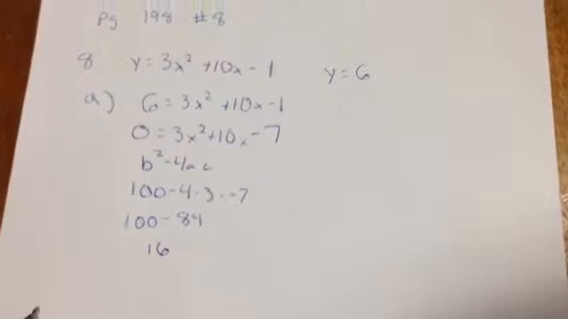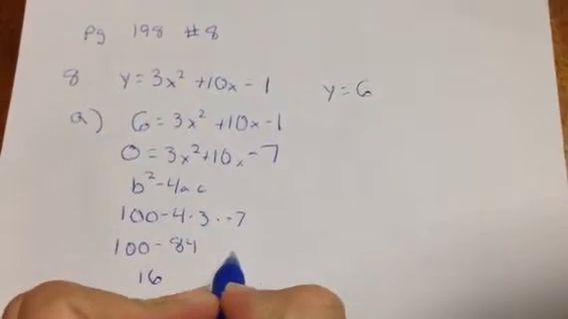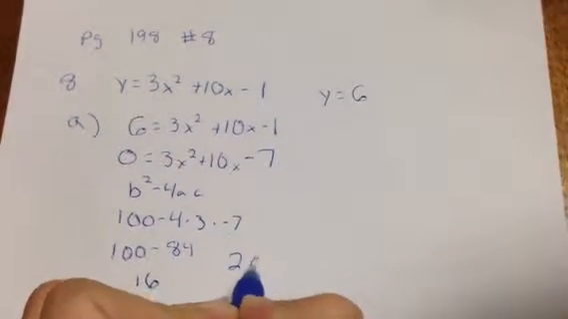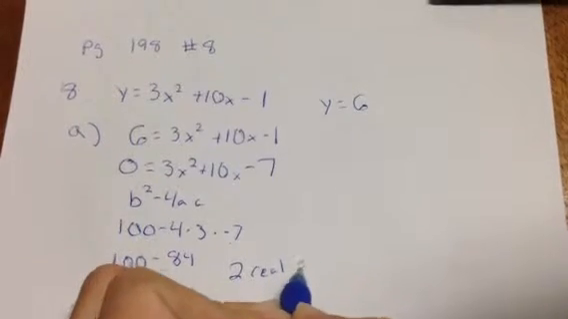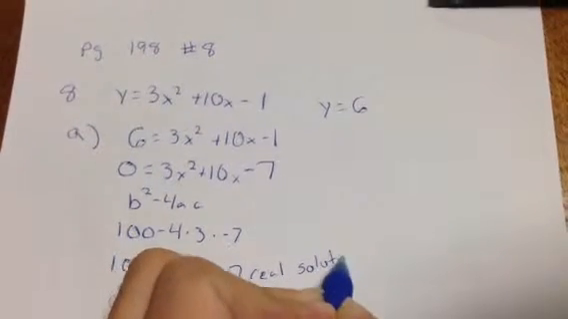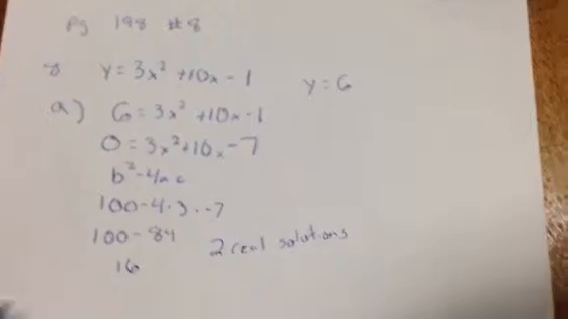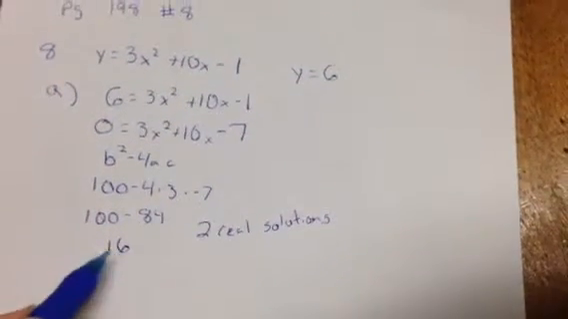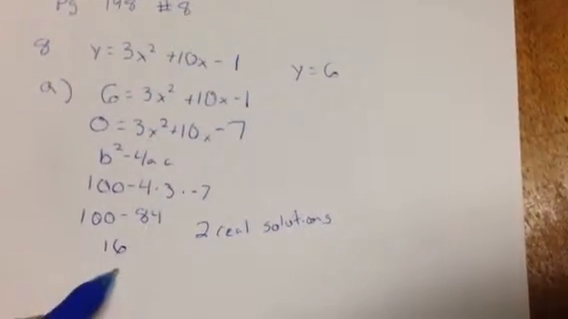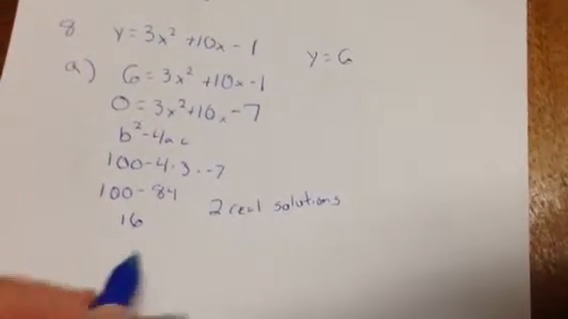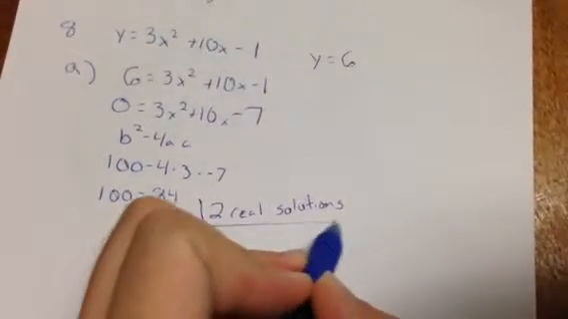Now, a discriminant of 16 tells us, first of all, that there are two real solutions. And also it tells us that since we have a perfect square here, this is also factorable and the solutions are rational. We can just give this piece of information.